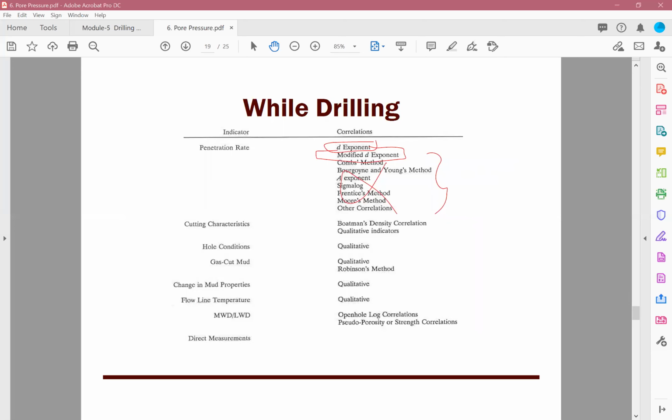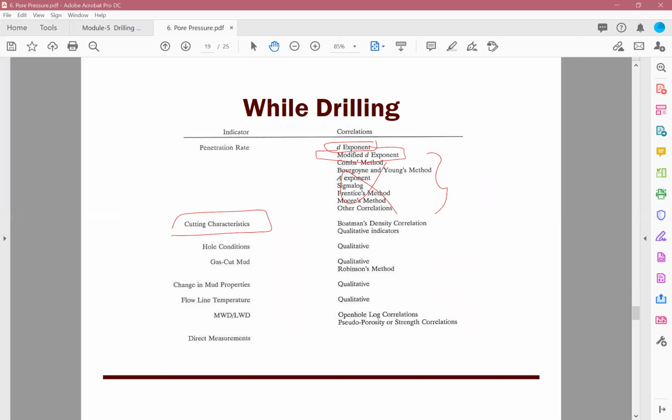Cutting characteristics, what type of cuttings you have at the surface. There is a whole area of research and science about those cuttings that you get on the surface and analyze. There are many companies, actually startup companies, created based on analyzing the cuttings that you get from the wellbore and relating them to the formation properties. So that's an area we don't talk about. We just talk about the penetration rate.